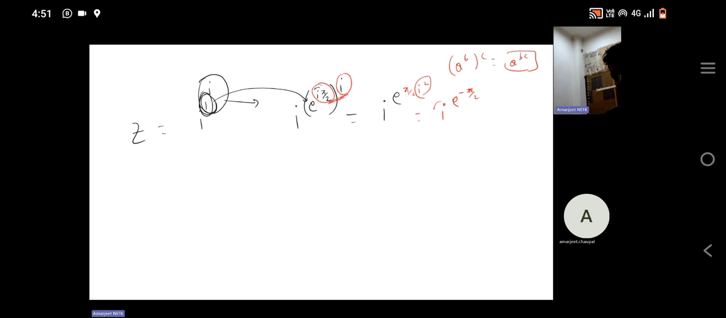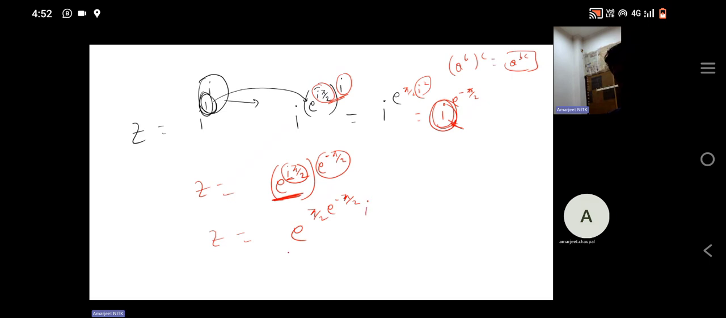Now again you write this iota in polar form. So what you will get? z is equal to e to the power iota pi by 2. This is for this iota. And power of this is e to the power minus pi by 2. So z will be equal to e to the power pi by 2. Again, this power and this power will be multiplied. So pi by 2 e to the power minus pi by 2 into iota.